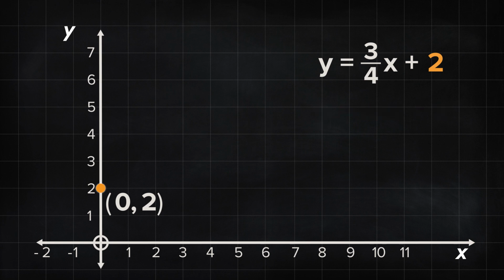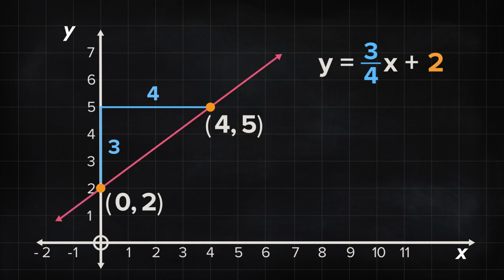And here's how. Start at the y-intercept. The slope is 3/4, and that means that the vertical change in y is positive 3. So we count up 3 from the y-intercept. The change in x is positive 4. Count over 4 to the right, and there's the second point, (4, 5). Now we can draw the line.